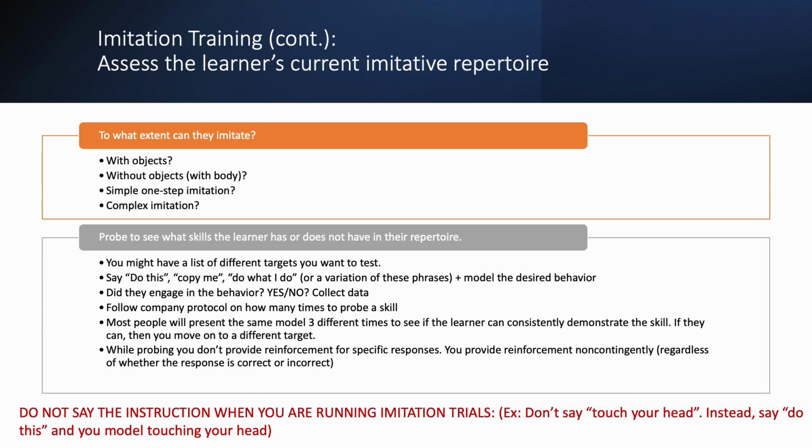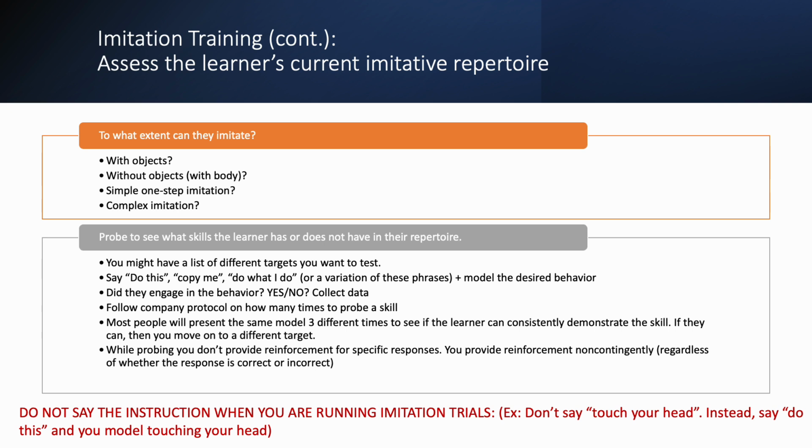Meaning, if you simply show them you clapping your hands, do they clap their hands along with you, right? Are they able to follow that one-step imitation? Or are they able to do more complex things, like you modeling how to open a door by putting in the key, turning the key, and then turning the knob to get through the door, right? That's a more complex form of imitation that you can possibly teach an individual to engage in.